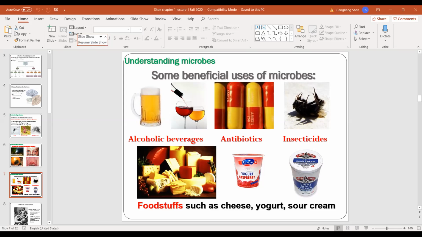Okay, so remember, when we talk about a microorganism, we always talk about bad things, but you need to remember there are lots of beneficial uses for all these microorganisms. Okay, so the first module we stop from here, and the second module we're going to talk about the history of the recent microbiology world.